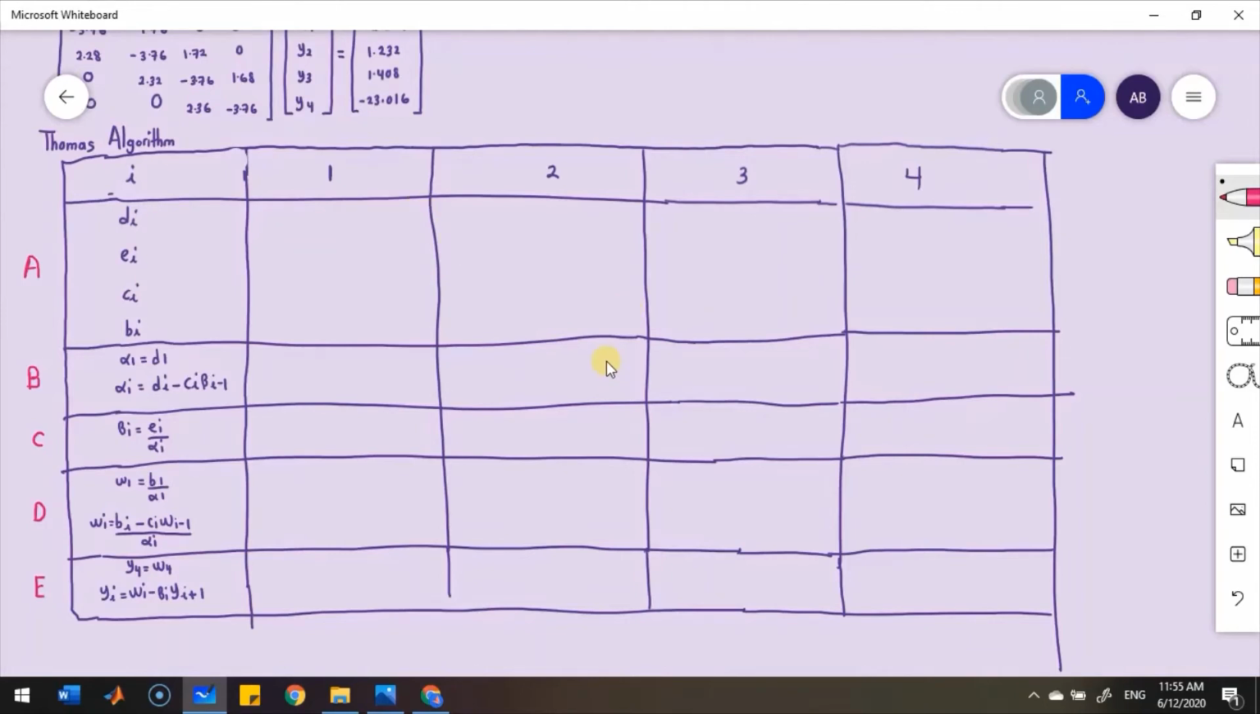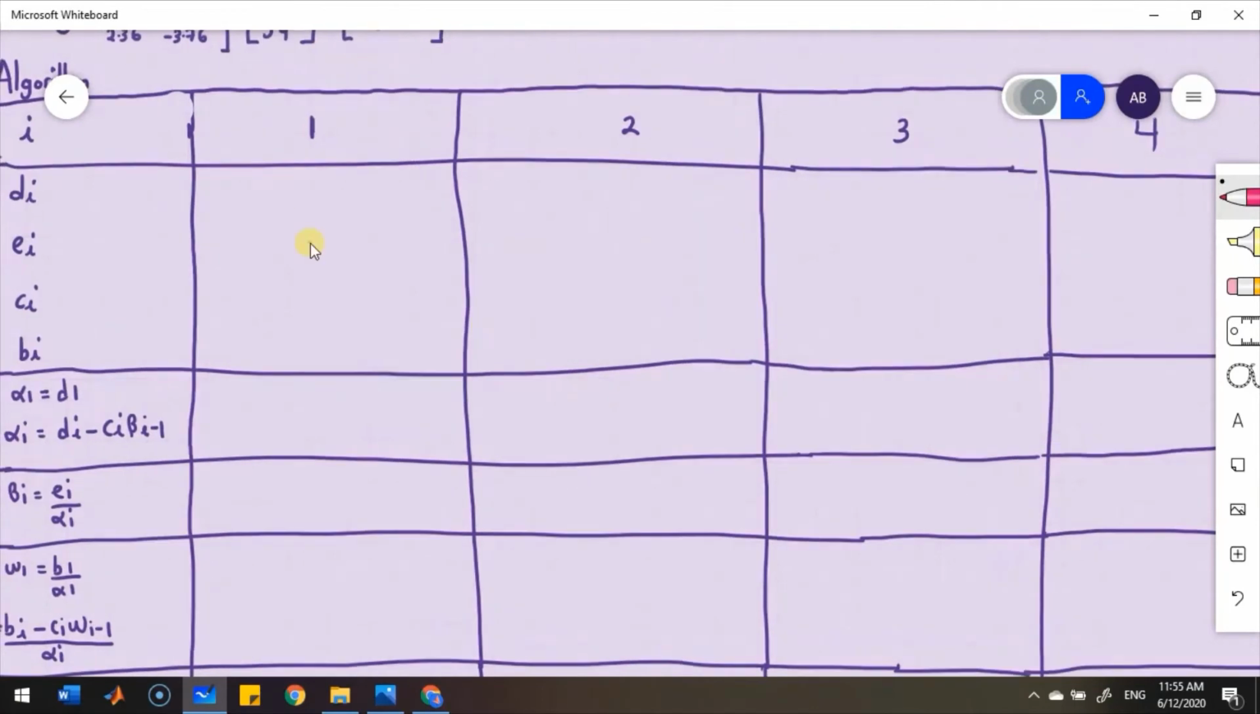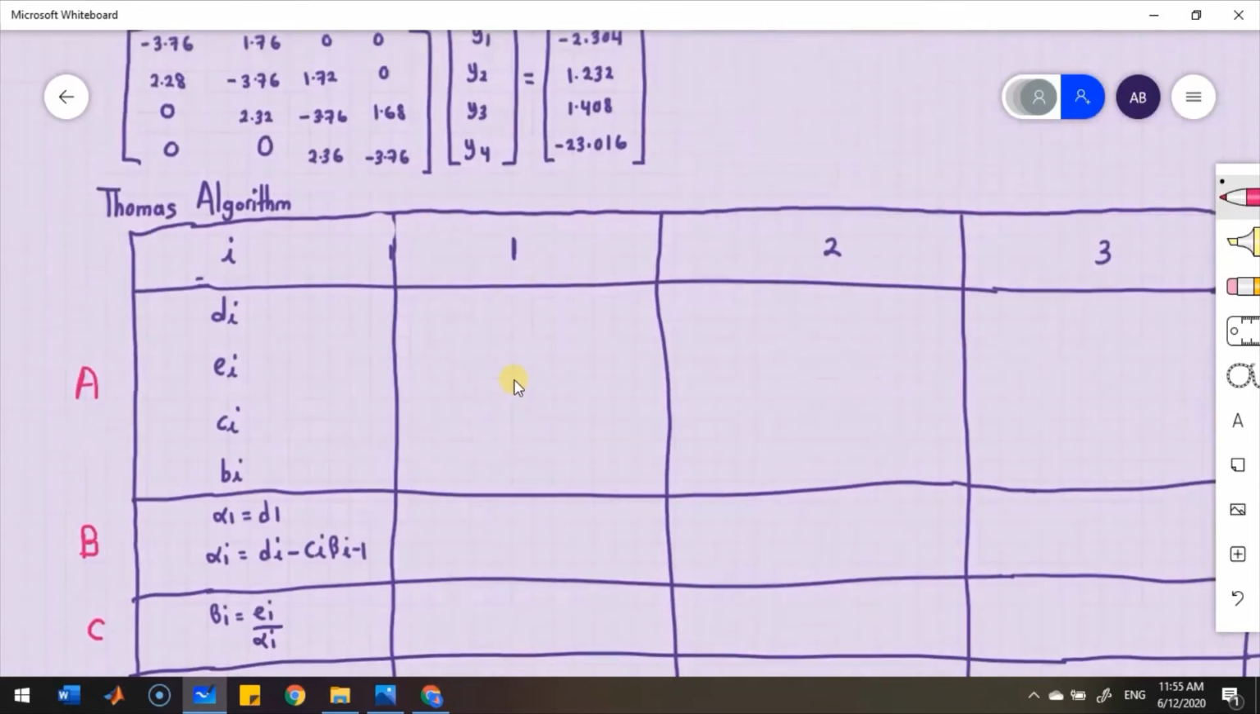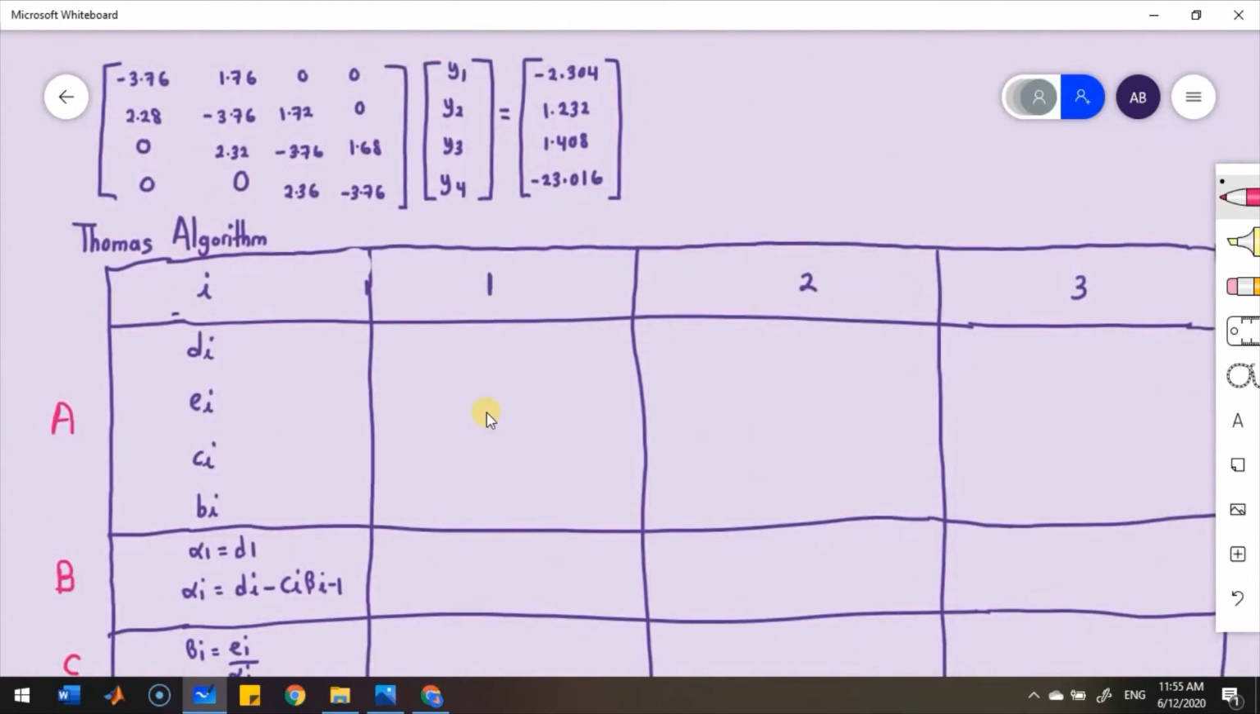Okay, so now I want to make it bigger. So for part A here, the values of these coefficients di, ei, ci, bi are obtained from this table. Now, if you haven't watched my previous video, I have stated that this is my d1, d2, d3, d4. Here will be my E1, E2, E3.